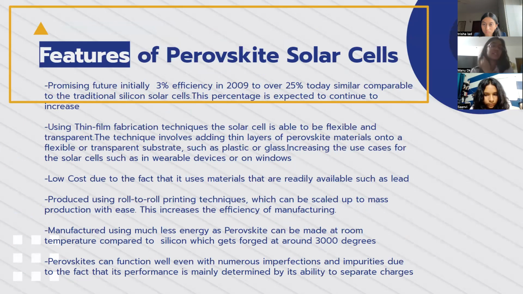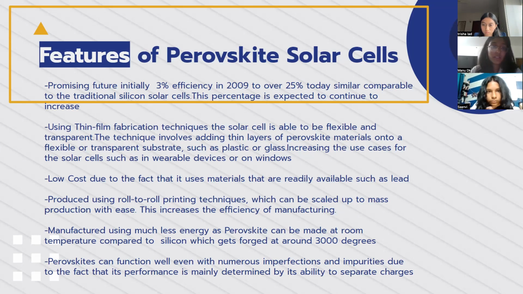So the features of a perovskite solar cell. So one great thing about the perovskite solar cell is its promising future. Initially, it was found to have a 3% efficiency in 2009. It later got to 25% today, which is comparable to the traditional silicon solar cells. And this percentage is expected to continue to increase. And using the thin film fabrication techniques, the solar cell is able to be flexible and transparent. The technique involves adding thin layers of perovskite material onto a flexible or transparent substrate, such as plastic or glass, increasing the use cases for the solar cell, such as in wearable devices or on a window.